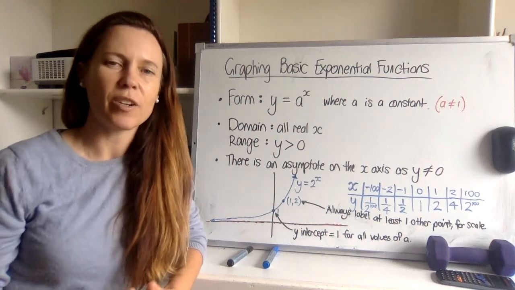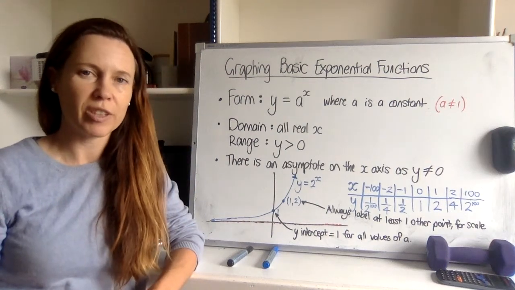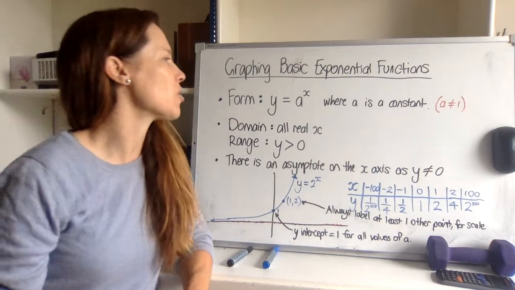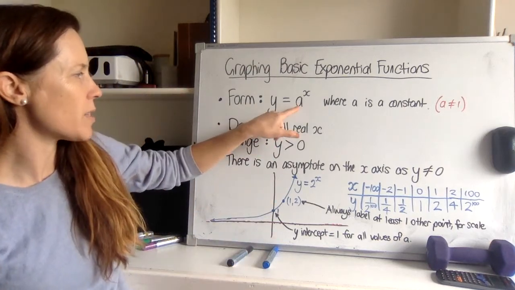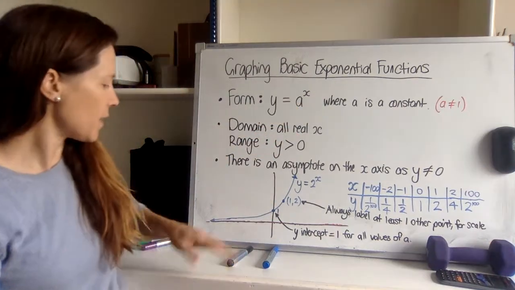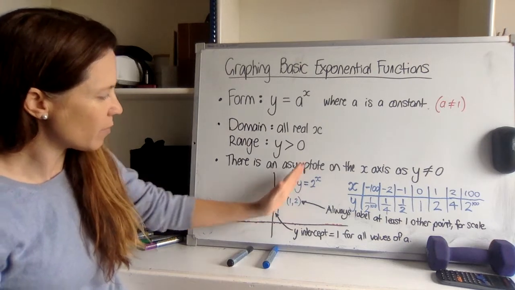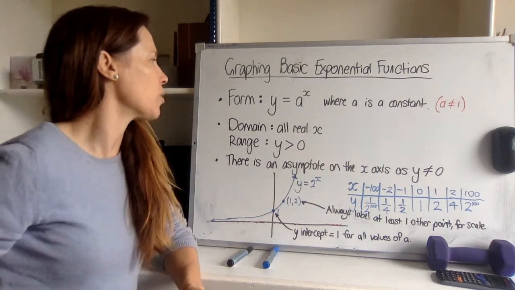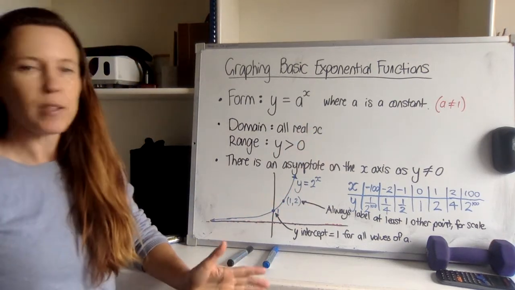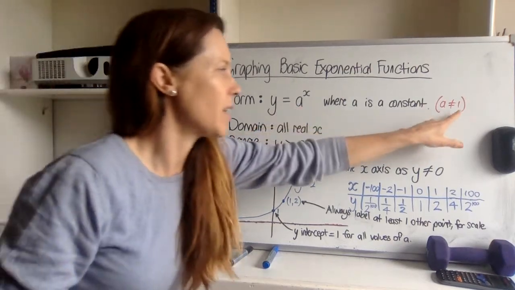Let's have a look at how we can graph a basic exponential function. Now, an exponential function is of this form: y equals a to the power of x. And it takes this shape, it comes along and then goes up very, very sharply, for reasons that we'll explore in a moment. Now, there's one thing that we can say about a: it can't be 1.